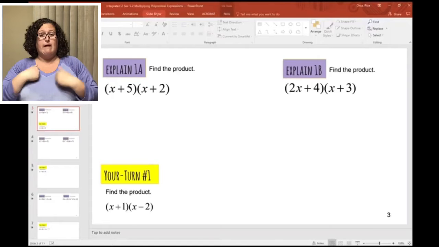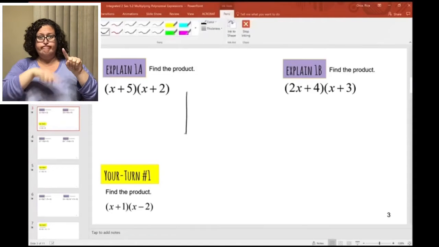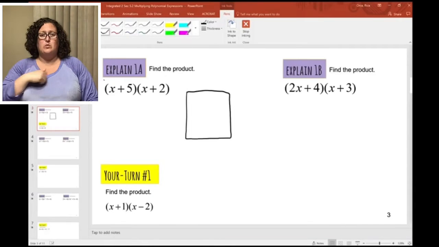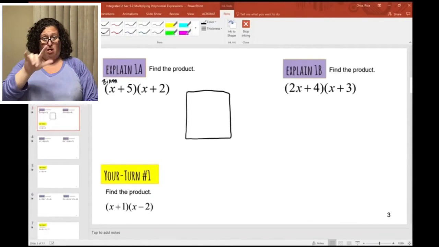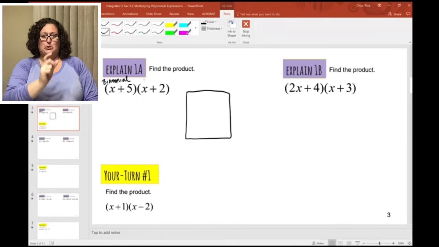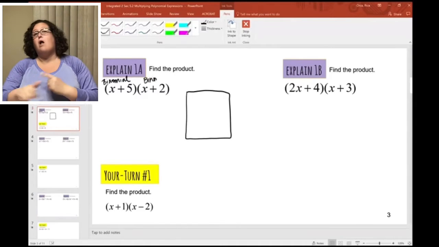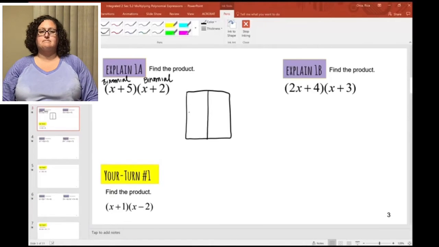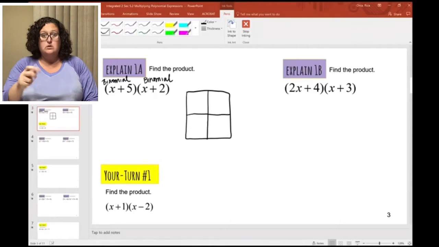and my box is going to have two columns and two rows. The reason why my box will have two columns and two rows is because we're multiplying a binomial, and a binomial has two terms, to another binomial. So once again, two columns, two rows.